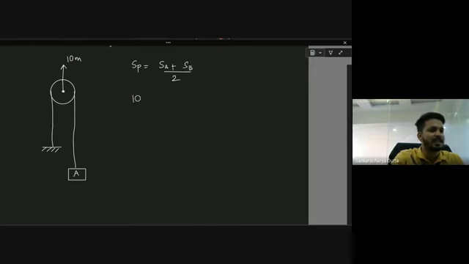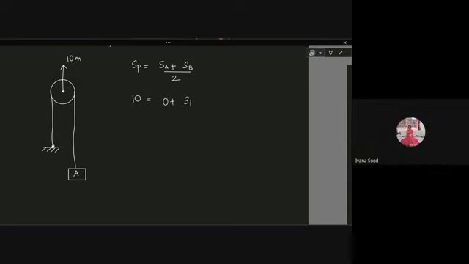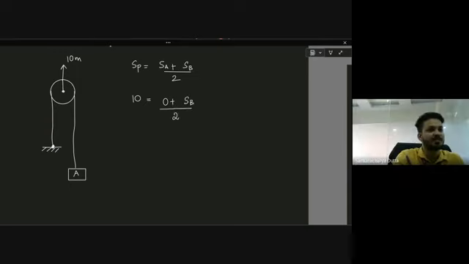Well, displacement of pulley is 10 meters in the upward direction. Displacement of A would be how much? On this side, displacement will be 0. Displacement on the other side will be 2. So from here, your displacement on the B side will be 20 meters. Thank you. Okay.